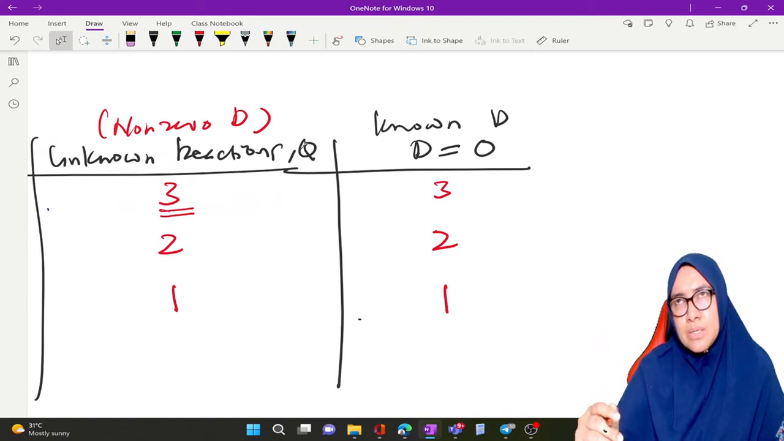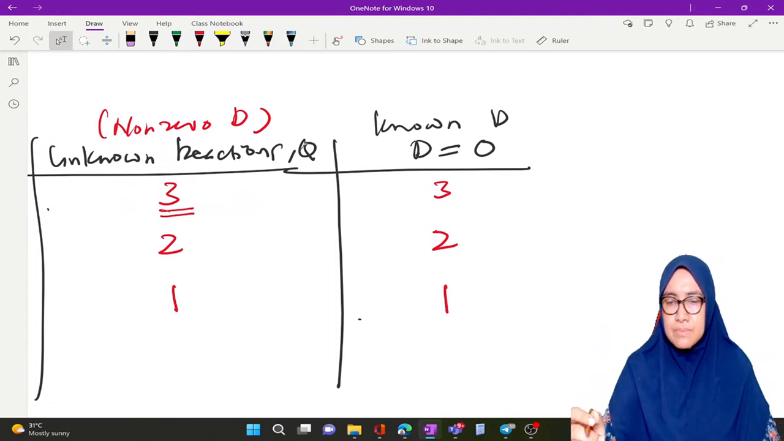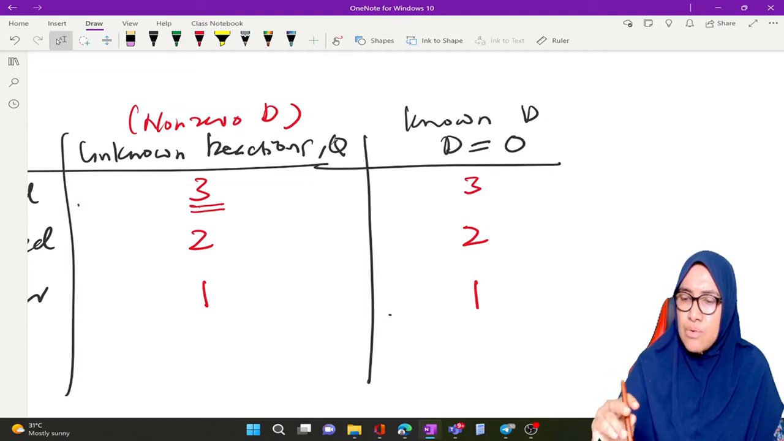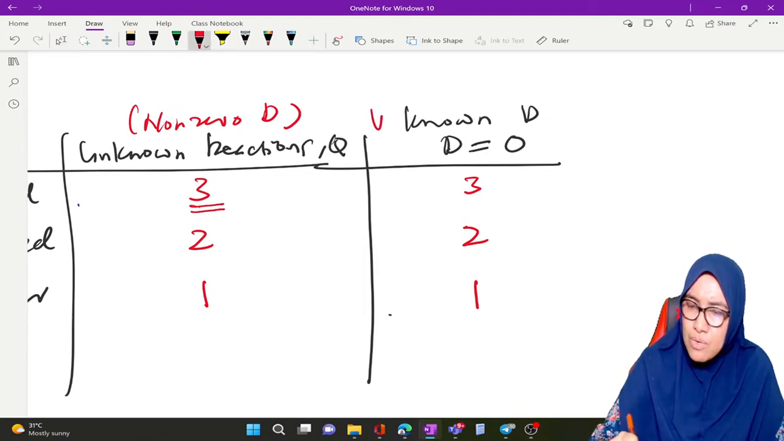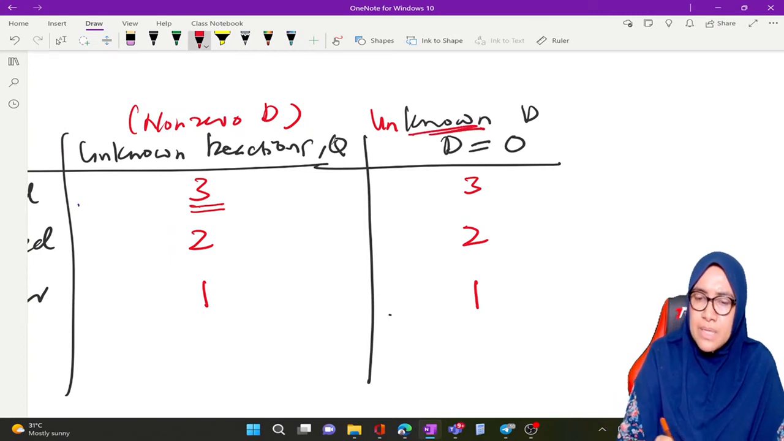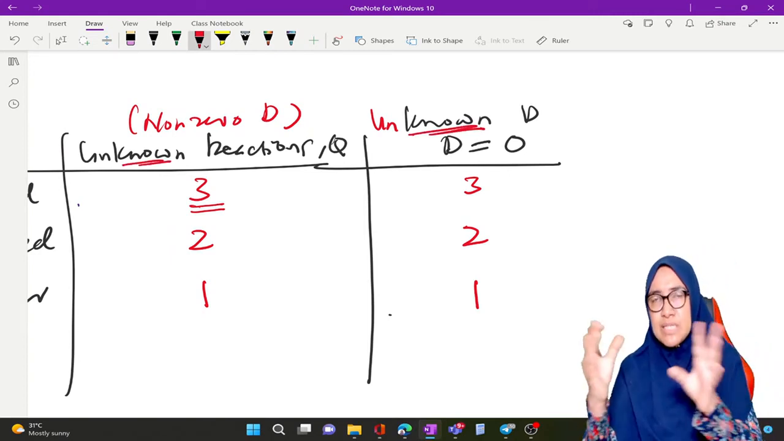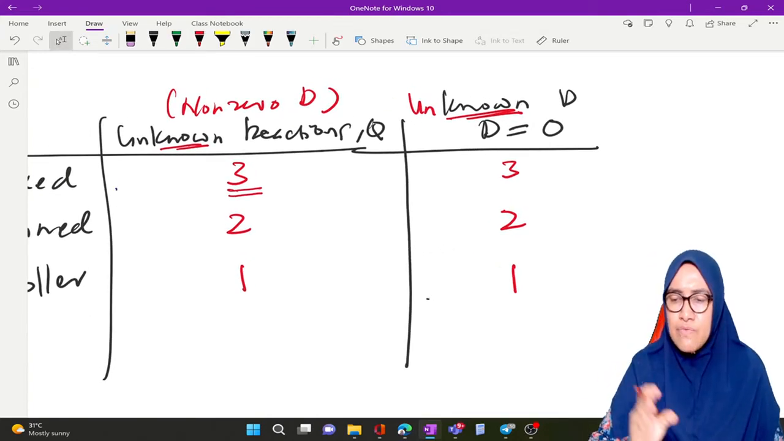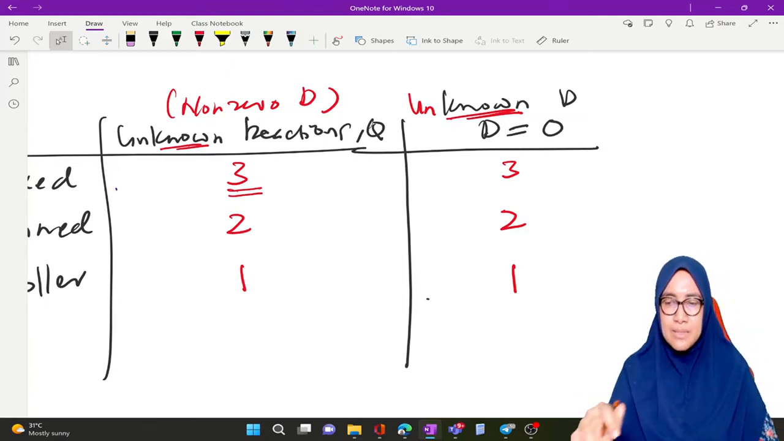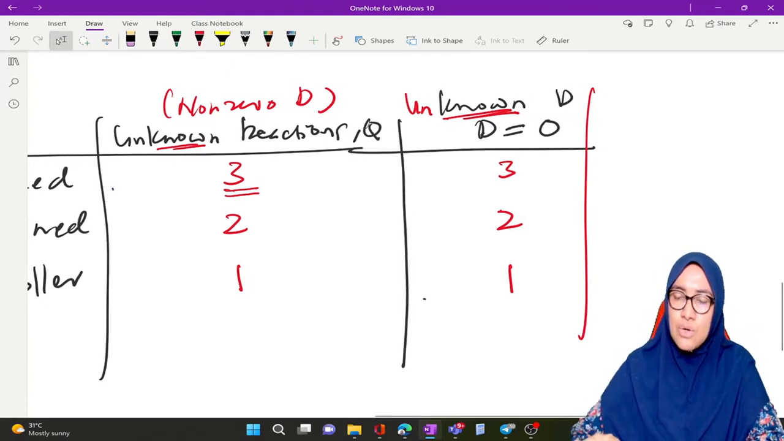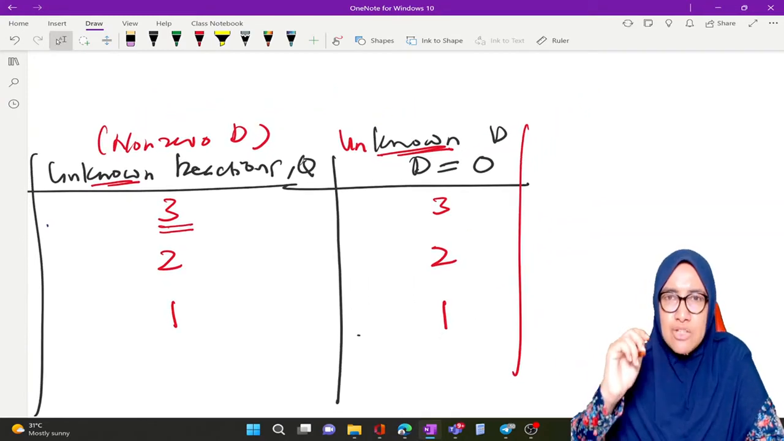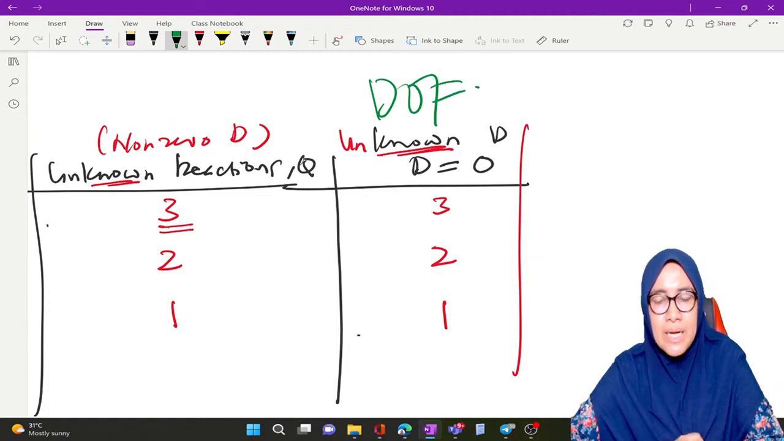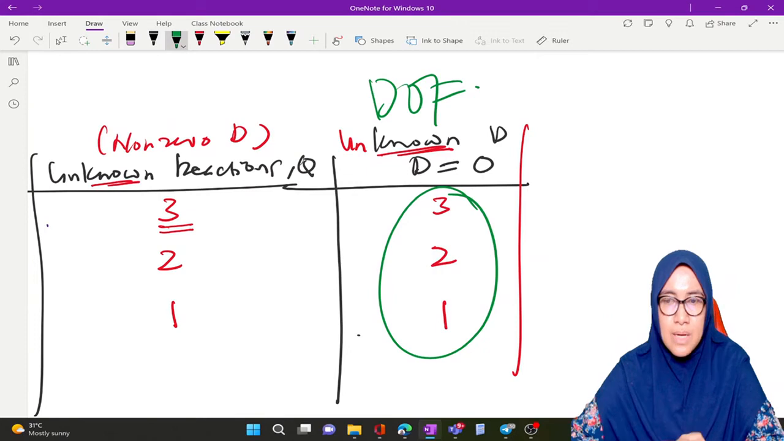This is unknown displacement, and this is unknown reaction. Unknown displacement versus unknown reaction. Non-zero versus zero displacement. So the one that is called degree of freedom is this. Degree of freedom refers to this.